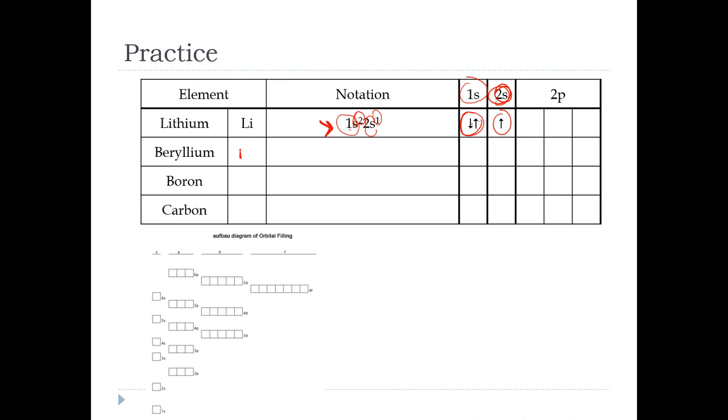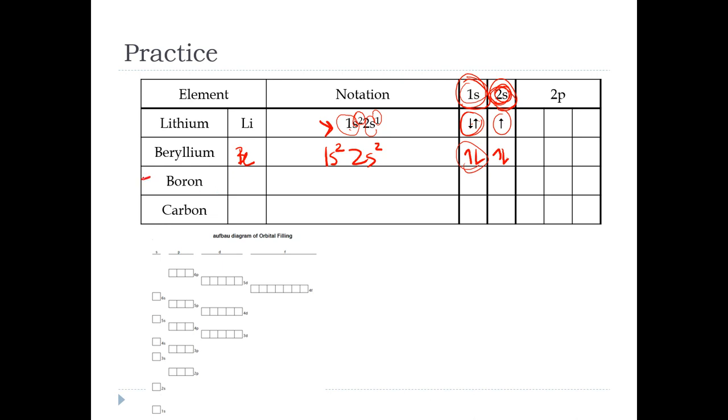Let's try with beryllium. You know that beryllium is Be. You know that beryllium has 4 electrons. 1, 2, 3, 4. So I would write that the 1s orbital has 2 electrons. And the 2s orbital here has 2 electrons.